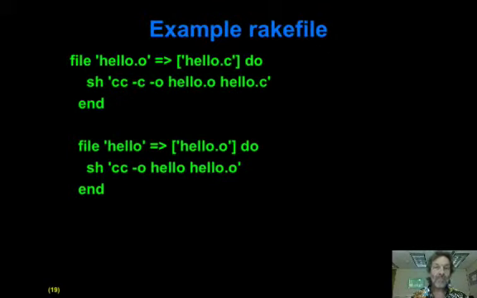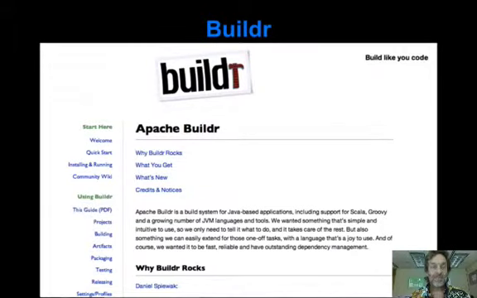So here's an example Rake file. And if you know Ruby, this is basically regular old Ruby, and it shows how you can compile some C code with it.